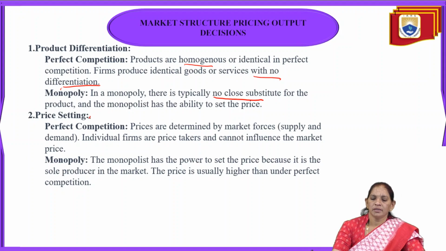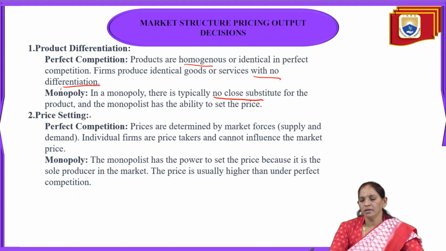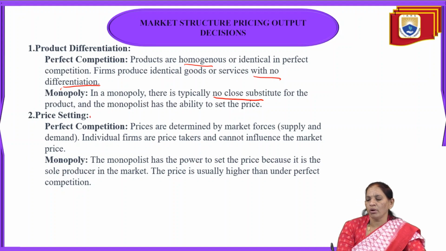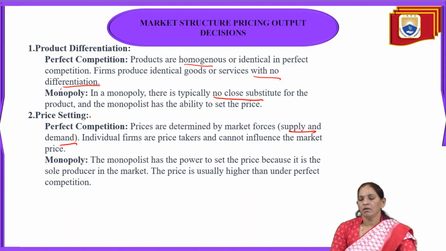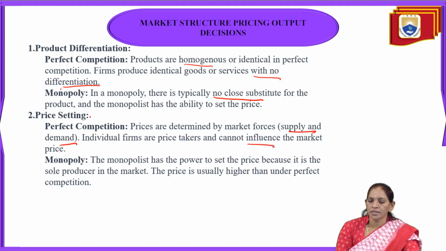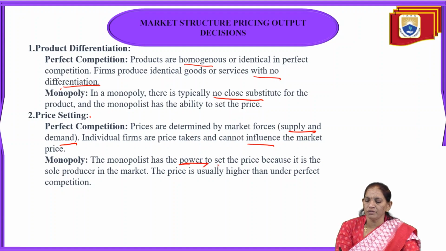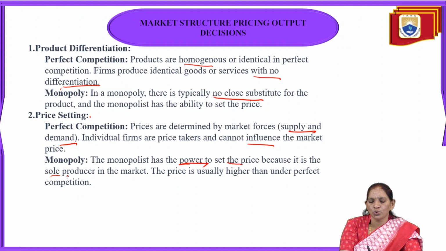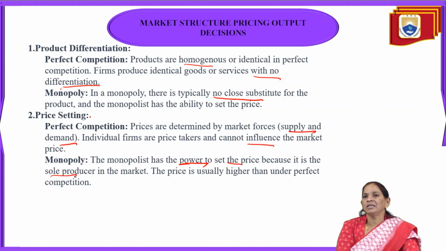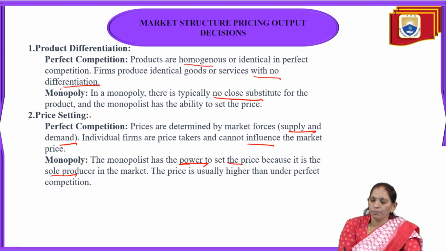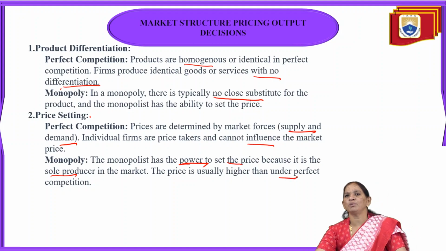Next, price setting. In perfect competition, price is determined by market forces, which we call demand and supply. So individual firms cannot set the price or influence the market price. But in a monopoly, as he is the single producer and total power is concentrated with him, he sets his own price, and it is usually higher than in perfect competition. Means the price will be more when we compare with perfect competition.